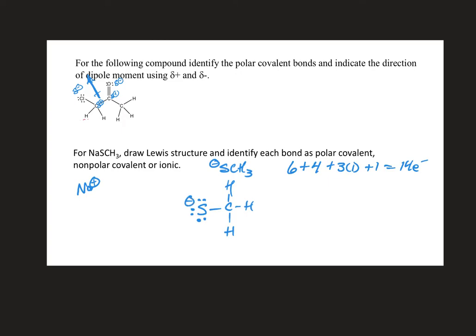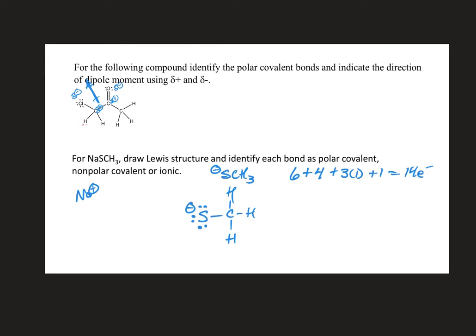All right, now going to electronegativities. The sulfur has an electronegativity of 2.58. Carbon is 2.55, hydrogen 2.20. So what I'm going to do here is highlight these bonds. Well, really all of those are going to be non-polar covalent. And then the sodium and the sulfur would be ionic. There are no polar covalent bonds.